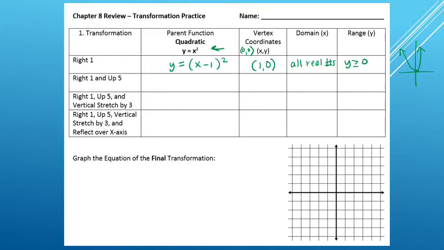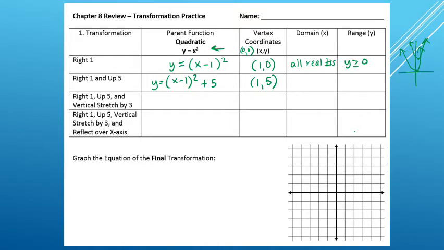Now we're going to move to the right one and up 5. So y equals (x minus 1) squared. That's going to again move it right 1, and then up 5 we're going to do a plus 5. Our vertex coordinates now have moved, right? So we went over 1 to go right 1, and now we've gone up 5, and so this is kind of moved like this over here. And so our new vertex is going to be at 1, 5.